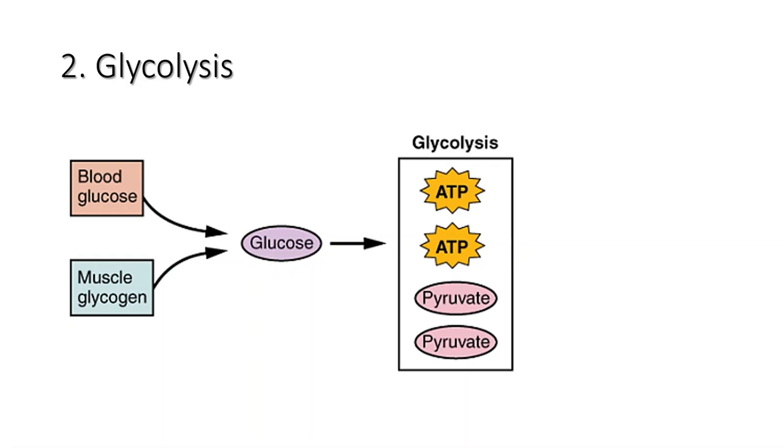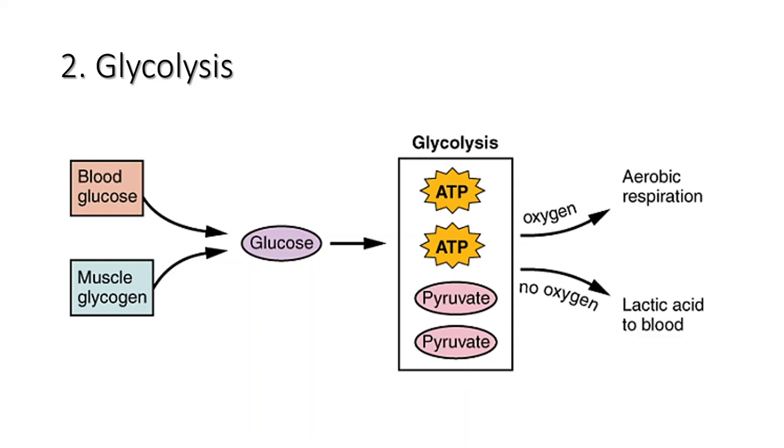The breakdown of one glucose molecule produces 2 ATP and 2 molecules of pyruvic acid, which can be used in aerobic respiration or, when oxygen levels are low, converted to lactic acid. If oxygen is available, pyruvic acid is used in aerobic respiration. However, if oxygen is not available, pyruvic acid is converted to lactic acid.